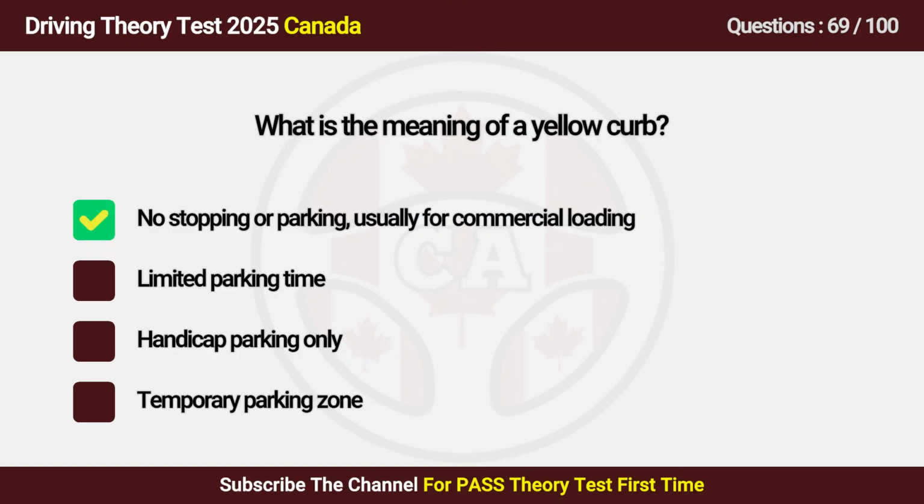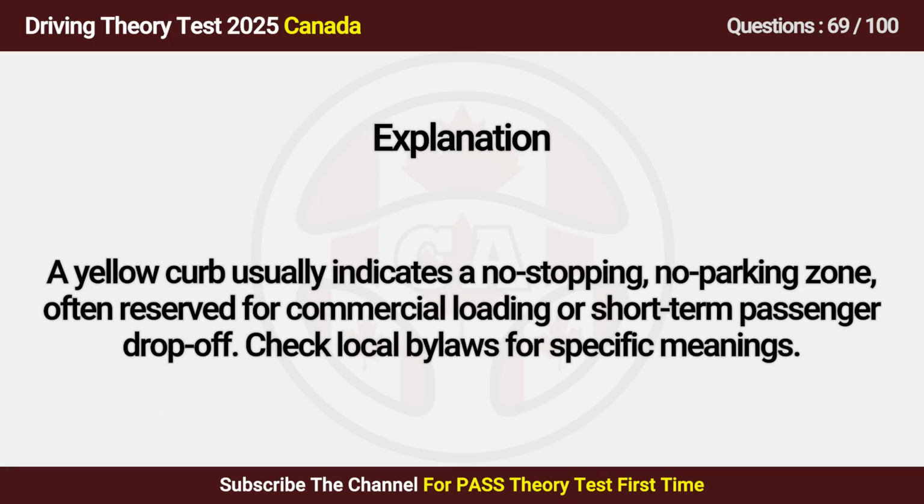Answer is A. No stopping or parking, usually for commercial loading. A yellow curb usually indicates a no stopping zone, often reserved for commercial loading or short-term passenger drop-off. Check local bylaws for specific meanings.